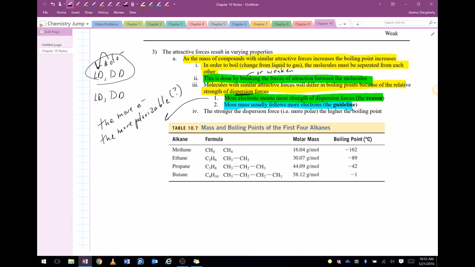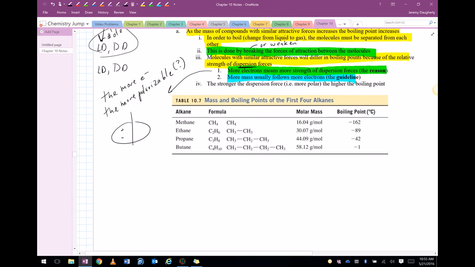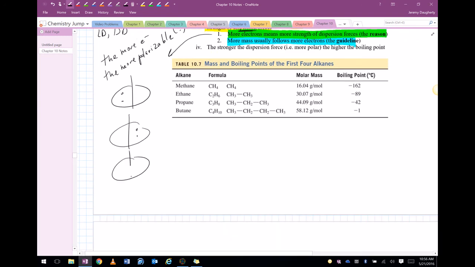Think of an atom with 2 electrons, or a molecule with 2 electrons. So here, let me draw this out. Here's the middle. We can have 2 electrons on one side. That's polar. We can have 2 electrons on the other side. That's polar. And then we can have 1 and 1, which is nonpolar. So there's two chances to be polar, one chance to be nonpolar.